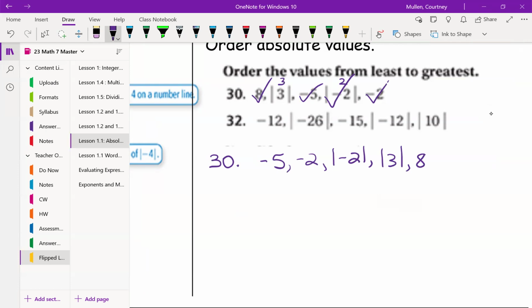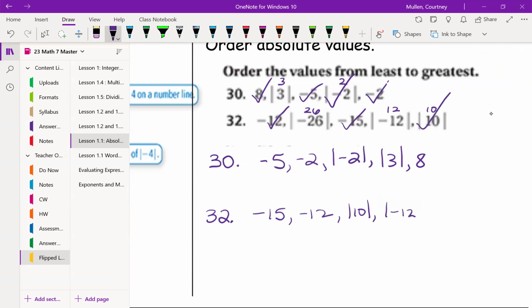Let's check to see how you did. So I see absolute value of -26, so I know that's going to be positive 26. The absolute value of -12 is 12, and the absolute value of 10 is 10. So what's my smallest value? Did you say -15 is the least? You'd be right. Then -12. Then what? The absolute value of 10.